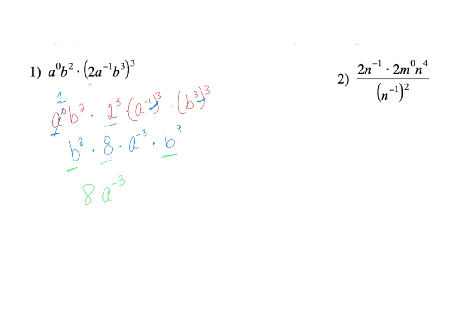The b squared and the b to the ninth are multiplying like bases, which means I'm going to add those exponents. 2 plus 9 gives me b to the 11th. Now, this is not quite simplified because one of the rules of simplifying was that I don't have negative exponents. And so this negative exponent needs to be reciprocated or moved to the bottom. And so on the top, I have 8b to the 11th, and on the bottom, I have a cubed.